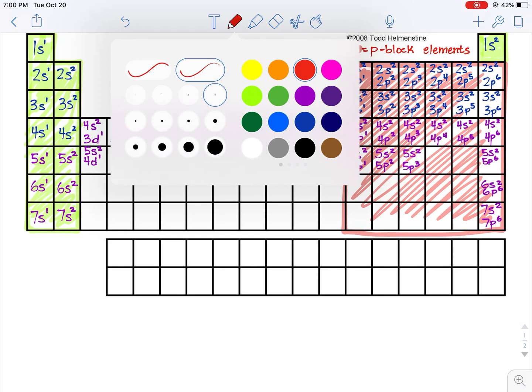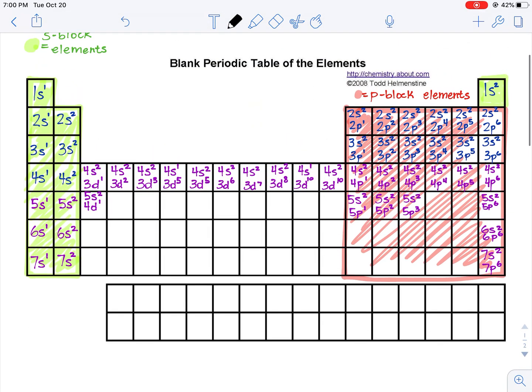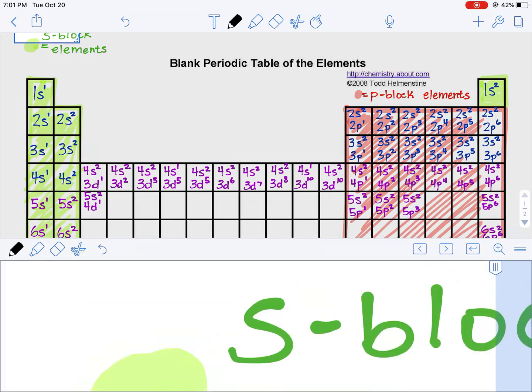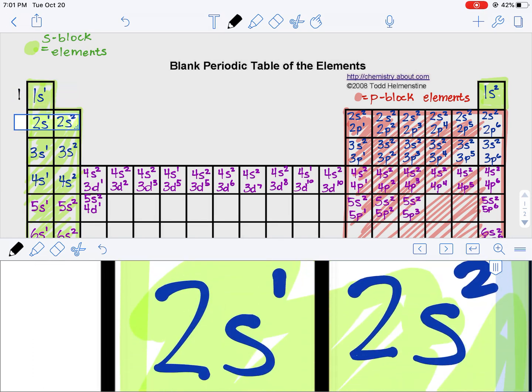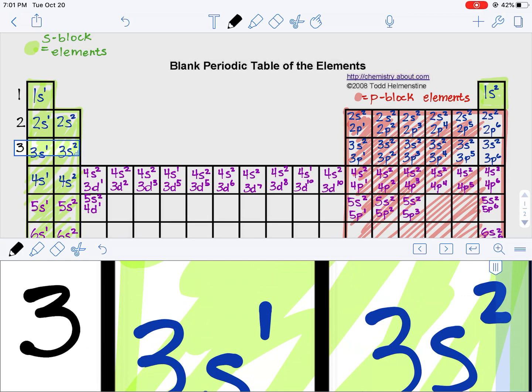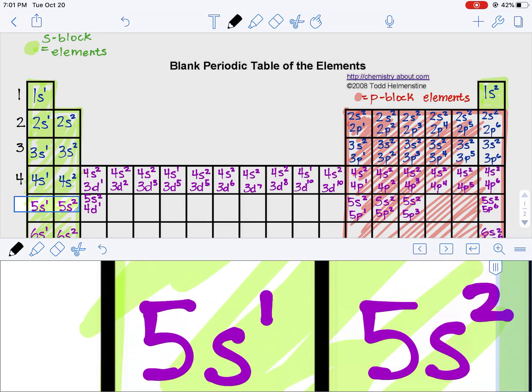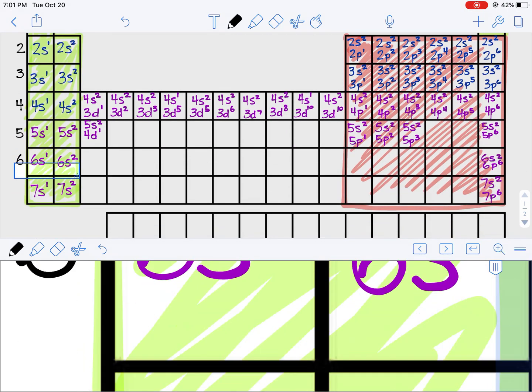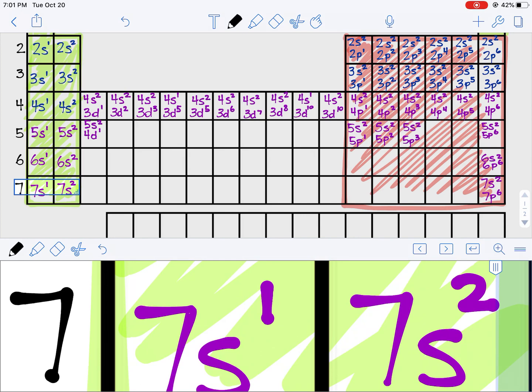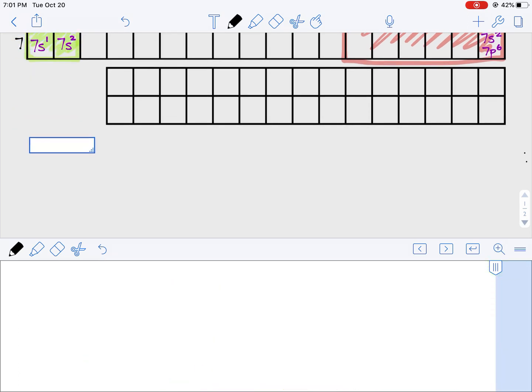Another observation for patterns that you hopefully are picking up on is the numbering system. The S and P blocks, their numbers match those of the periodic table rows. In other words, row number 1 is energy level 1. Row number 2 is energy level number 2, and so on down the list. When we first learned about the quantum mechanical model of the atom, we learned that there are a maximum of 7 principal energy levels. And wouldn't you know it, there are 7 rows on the periodic table.